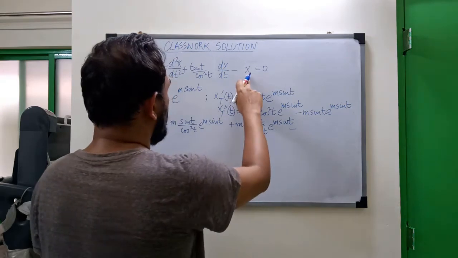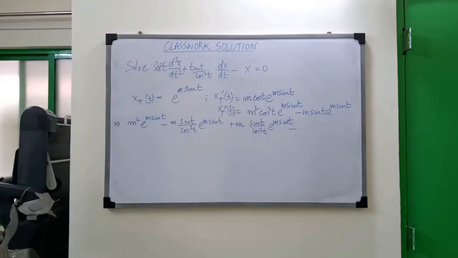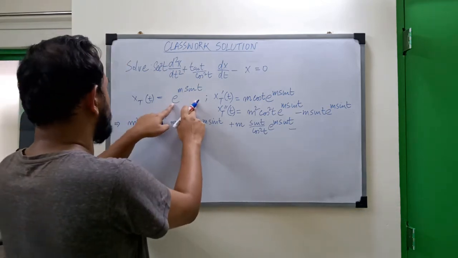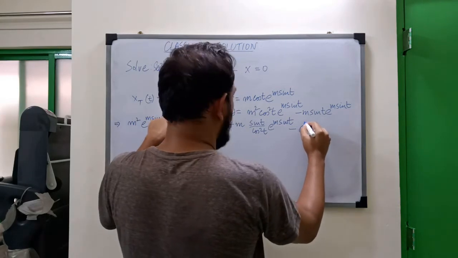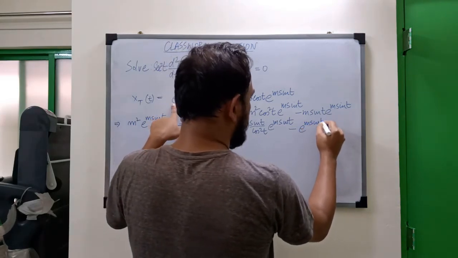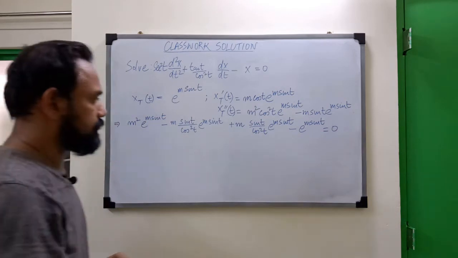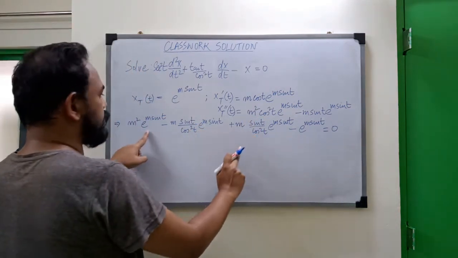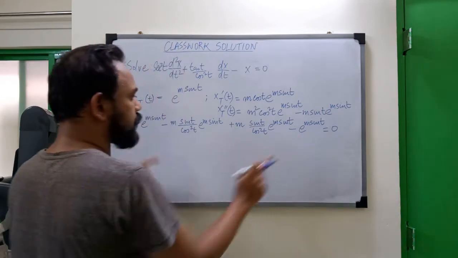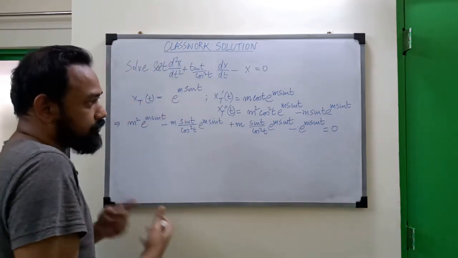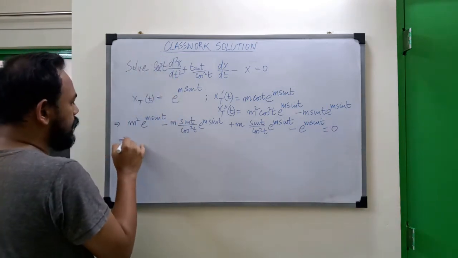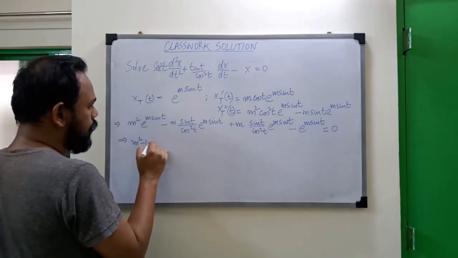Minus, you have this x. This x here is, of course, this one, okay? It's going to be e to the m sine t equals 0, okay, on the right hand side as usual. So these two will cancel, and these two will have e to the m sine t common, which I can take out, but that's a non-zero factor, which I can eliminate because you have 0 on the right hand side. So really what you get is m squared minus 1 equals 0.